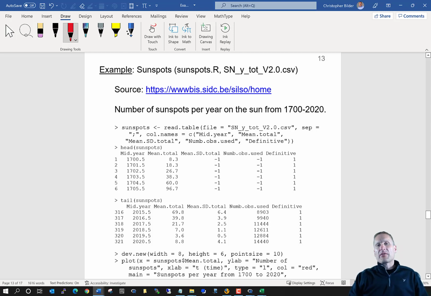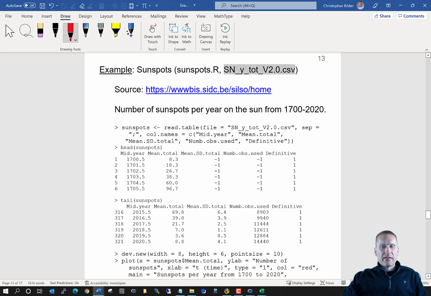Now, the last example data set that we're going to look at is a classic. This is typically examined in every time series course. And this deals with the number of sunspots that appear on the sun. There's a number of different versions of this data set out there. I ended up going to some astronomy, weather-like website, and I downloaded a new data set.